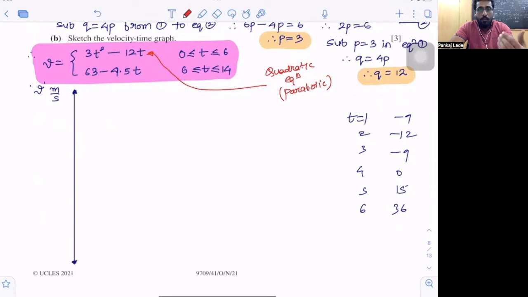And then from 6 onwards up to 14. So I'll just take a few points from 6 to 14. There is no need to take every single value. At 14, it is going to be 0.